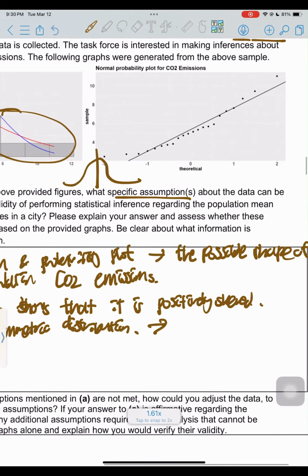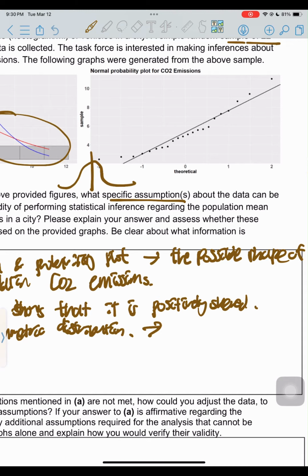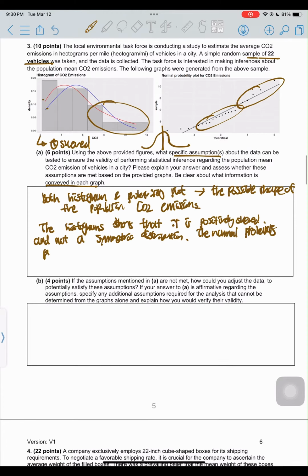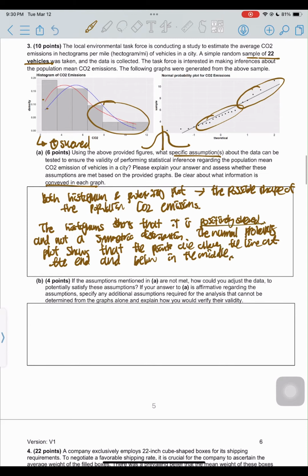So if you look at the graph, the plot above the line at the end is above, right? And then below the line in the middle, if you look at that. So you can also mention that the normal probability plot shows that the points are above the line at the end, and below in the middle. This also indicates that it is positively skewed. So the data is positively skewed. So the assumption of normality is not valid, especially with the small size of random sample.